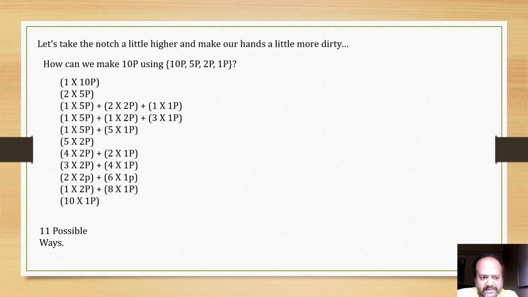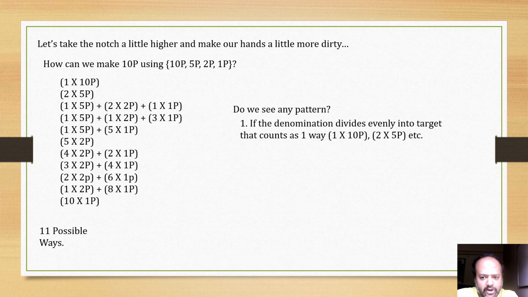Now let us ask, after playing with some small and pretty little big examples with our hand, do we see any pattern? What patterns do we see in this? If the denomination divides evenly into the target, that counts as one way. For example, 1 of 10 paisa makes directly the target. So the denomination divides directly into the target, and that counts as one possible way. So 2 5 paisas also make 10 paisa. So that is one pattern we see.